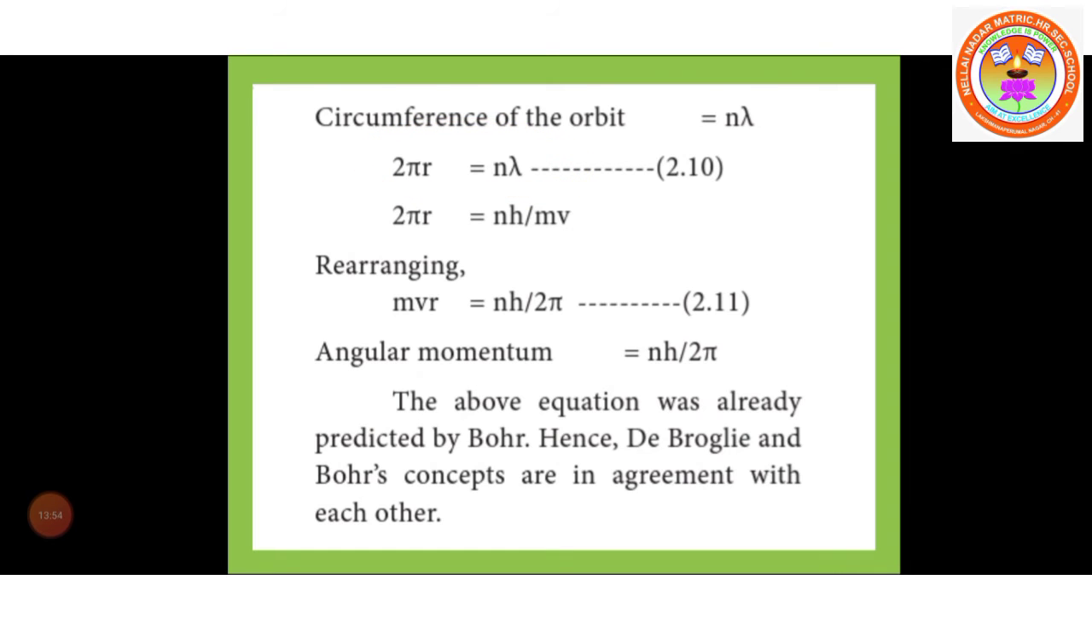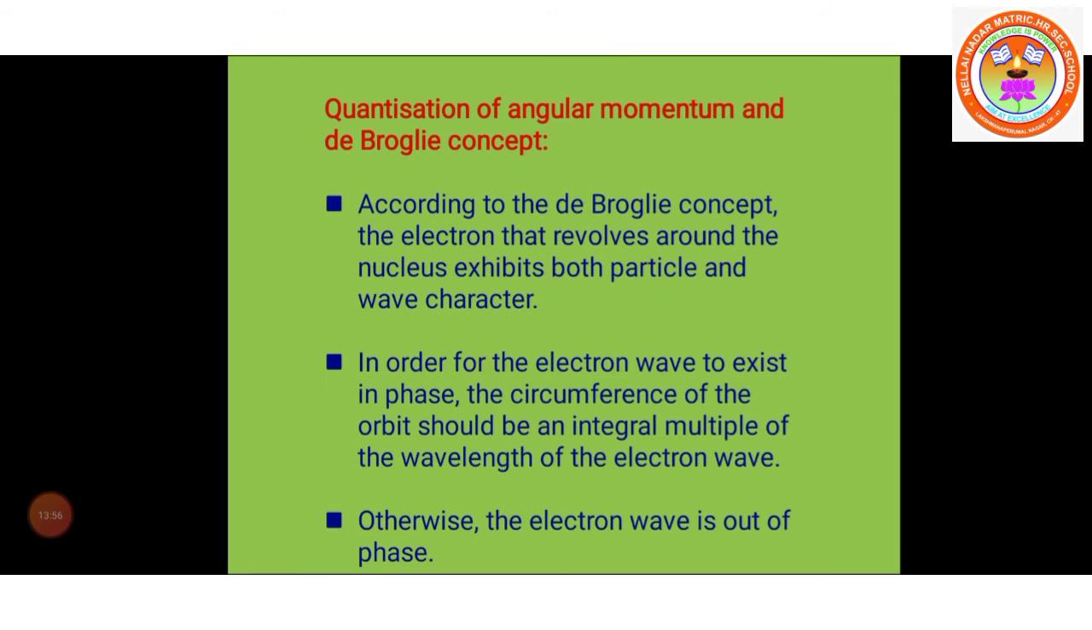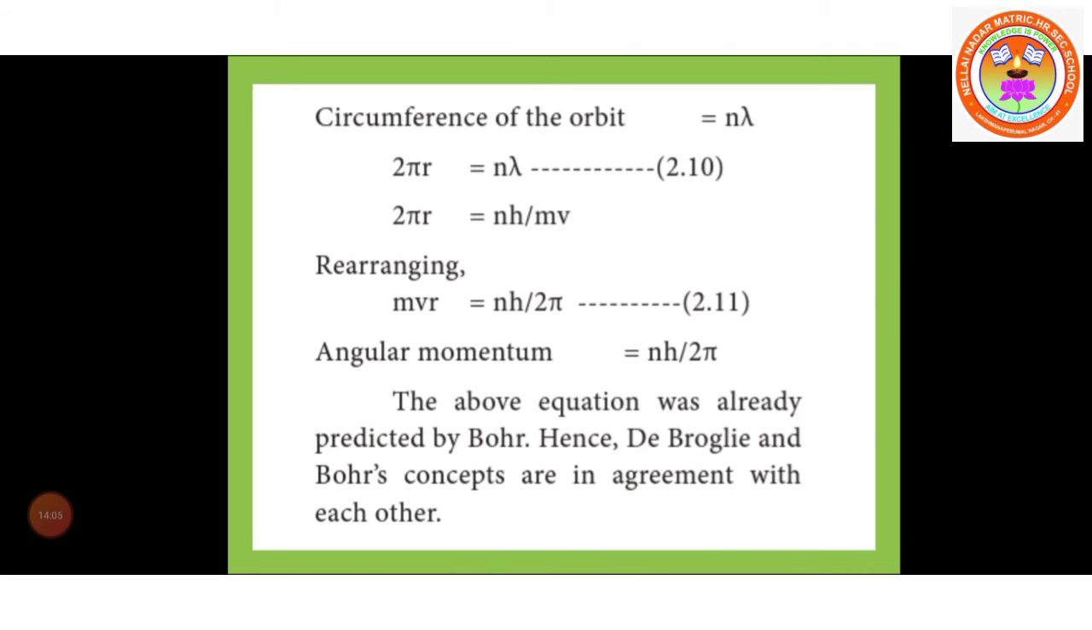Already we know that the circumference of the orbital should be an integral multiple of the wavelength of the electron. So it is equal to n h by mv. The lambda value we already know from the de Broglie derivation, we substitute that. So instead of lambda, h by mv. So here n into h by mv. N is the number of waves. Then we have to rearrange this equation.